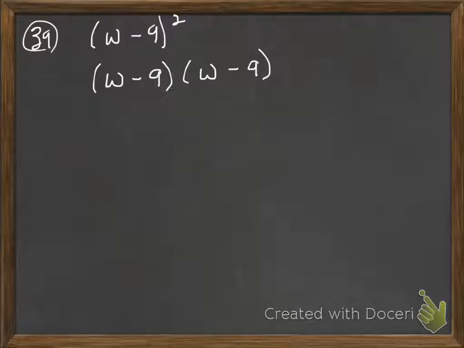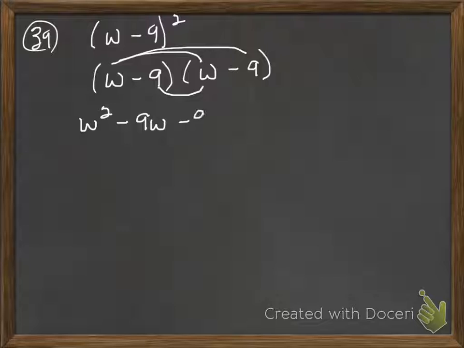So you actually have a binomial times a binomial, and we will work it out just like number 38. So we're going to do W times W. That gives you W squared. W times negative 9 is negative 9W. We're going to distribute this negative 9. So negative 9 times positive W is another negative 9W. And negative 9 times negative 9 is positive 81.